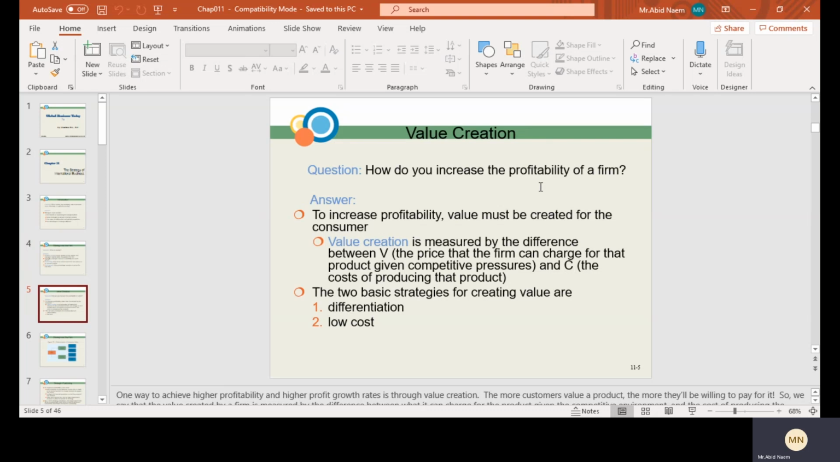Two basic strategies for creating value are differentiation and cost reduction. Differentiation means that you have to differentiate your product from the rest of the competition available in the market. For that we can adopt certain strategies, like product innovation. Cost reduction can be another one. Then we can provide variants based on different price tiers. These are the possible strategies we can adopt.